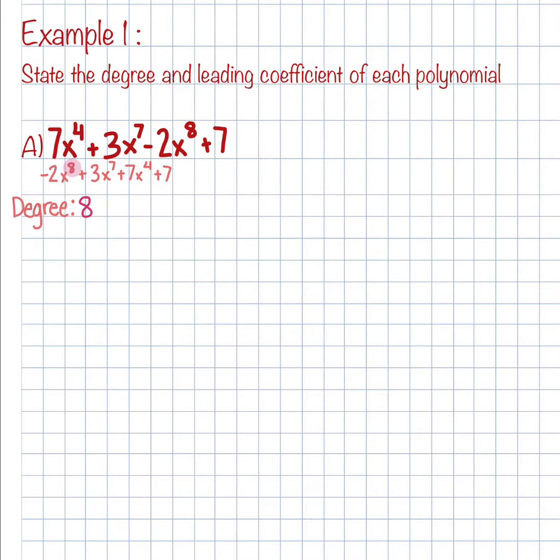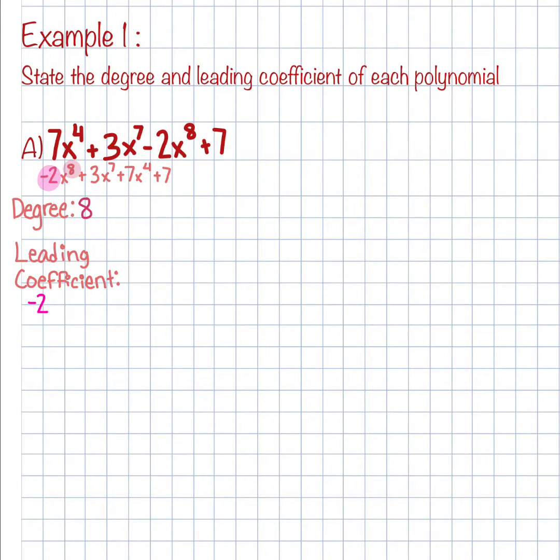The degree is the highest power or largest exponent in the equation. In this case, the highest power would be 8. The leading coefficient is the number or coefficient in front of the largest exponent. Here the leading coefficient would be negative 2.